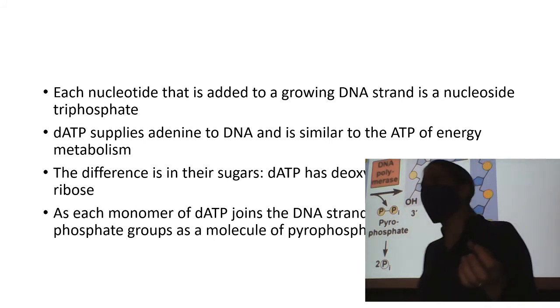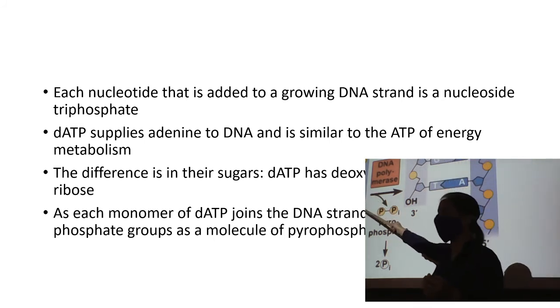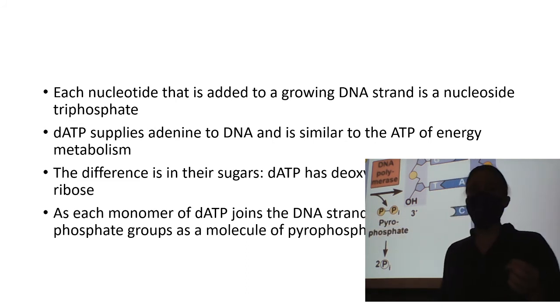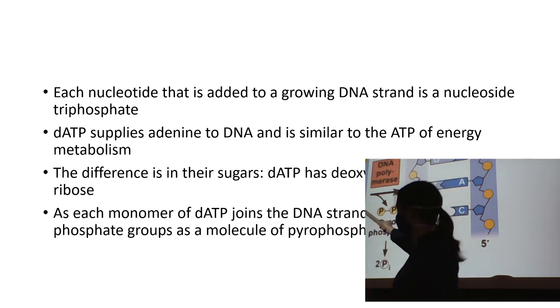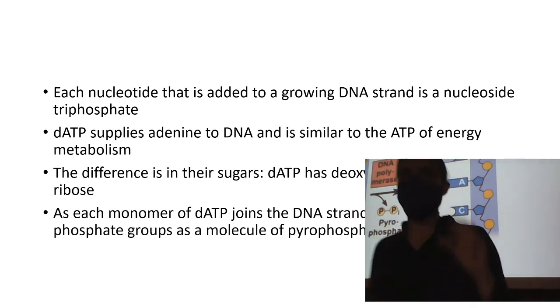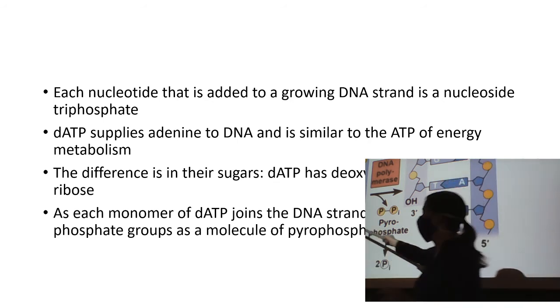So, honestly, ATP has ribose on it. This kind of stuff for DNA has got deoxyribose. The sugar's a little bit different. This, when it came on, was basically ATP, except the sugar had one less oxygen. But okay, this little nucleotide's going to come on.